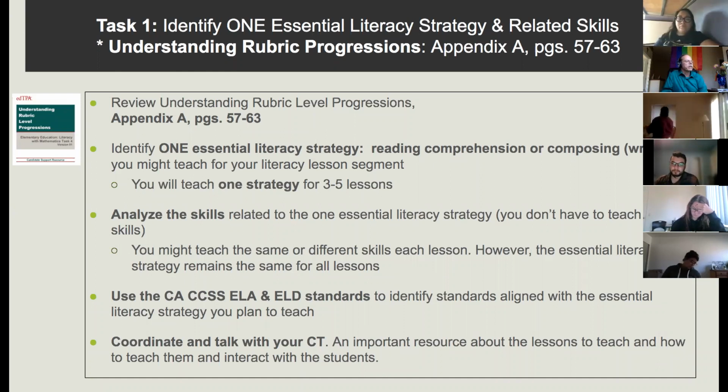So remember, you're going to teach one strategy for 3 to 5 lessons. And that one strategy you're using should be really clear in those lessons. You're going to analyze the skills. You don't have to teach all the skills, but you have to analyze them. You might teach the same or different skills in each lesson, but the essential literacy strategy stays the same for all lessons. I would strongly encourage you to use the Common Core standards and the ELD standards as your main standards you're using.